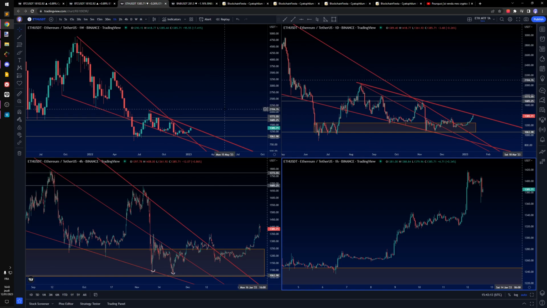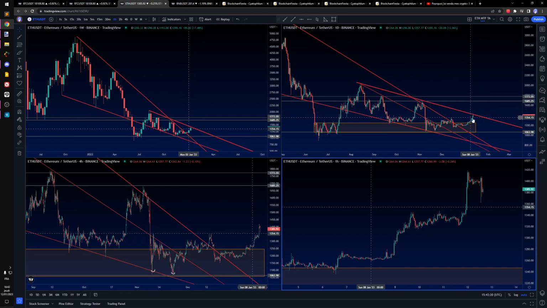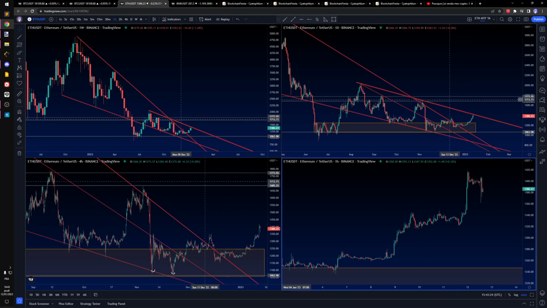Same on Ethereum, we're having the same kind of pattern here with a resistance around here, drawn by 3 points. So same thing, I'm selling.